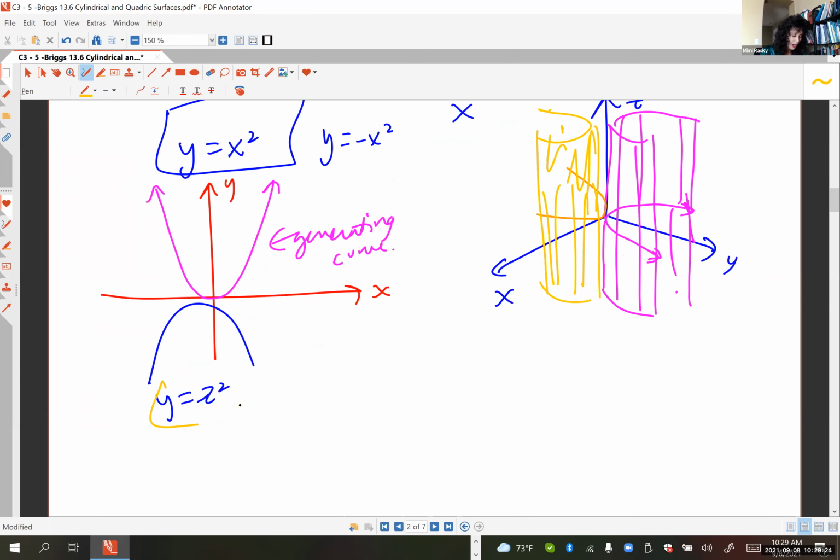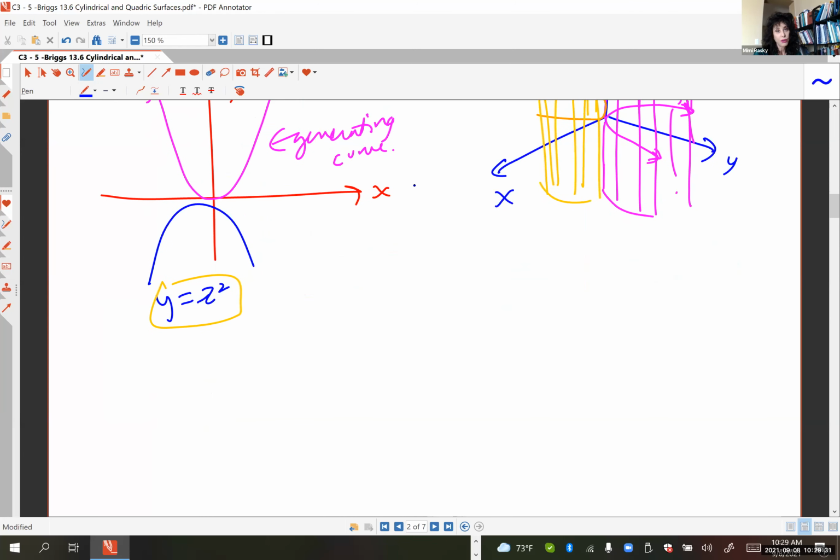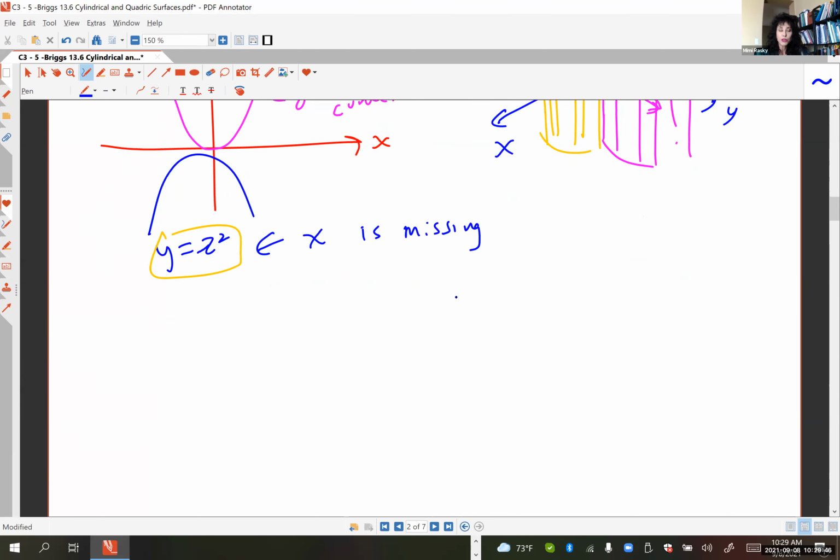I'd like to do y equals z squared now. How would you graph y equals z squared? This is a little bit trickier for a lot of students because you're no longer in the xy plane. Because the x variable is missing, you're going to be whooshing in the direction parallel to the x-axis. But first you have to draw the generating curve. The generating curve is no longer going to be in the xy coordinate plane. It's going to be in the yz coordinate plane.